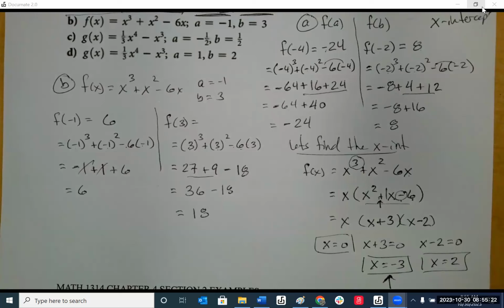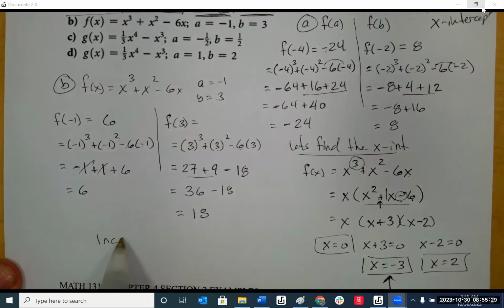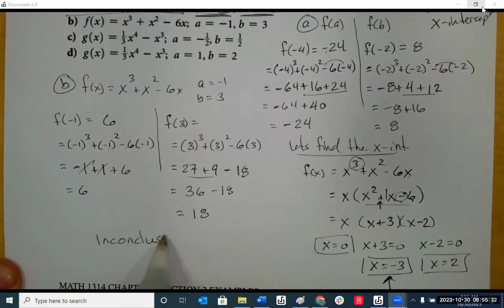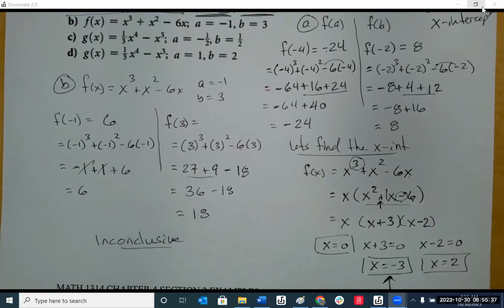We can't tell anything about that. It's inconclusive. Because they're both positive, there may be at least one x-intercept, but we don't know. The intermediate value theorem is not going to be useful there. It only works if they have different signs. And then you can do the last two yourself.